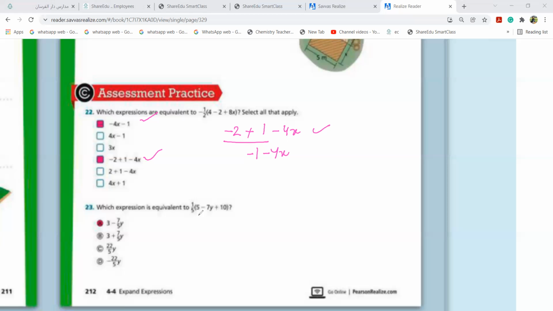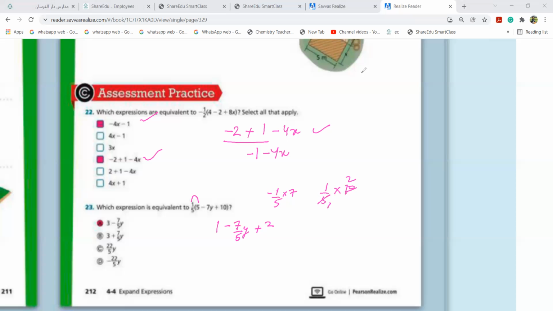Come on, guys. 1/5 times 5 means 5 and 5 get cancelled, giving 1, minus 7/5y plus 2. This is your answer. When you multiply 1/5 by 5, you get 1. When you multiply 1/5 by 7, you get 7/5y. When you multiply 1/5 by 10, you get 5 times 1 and you get plus 2.